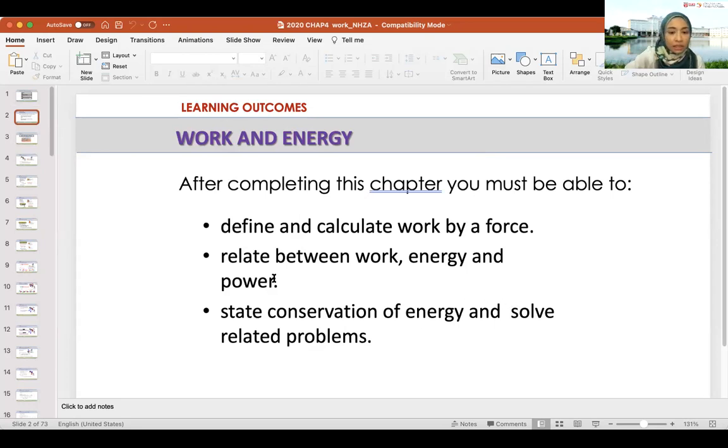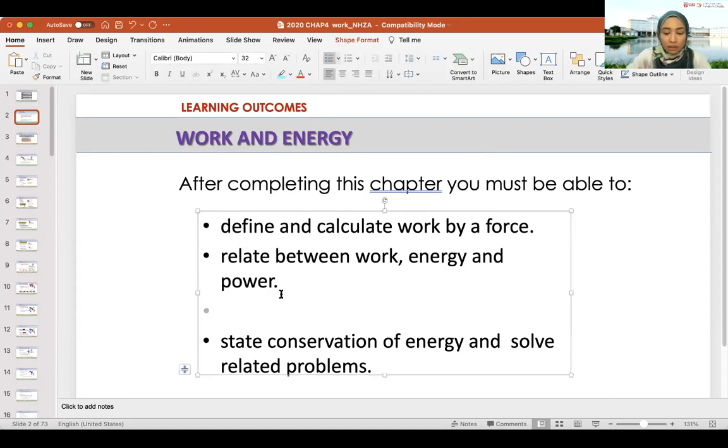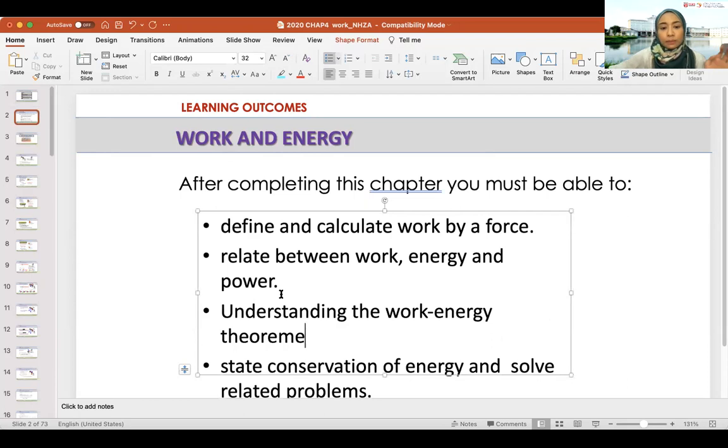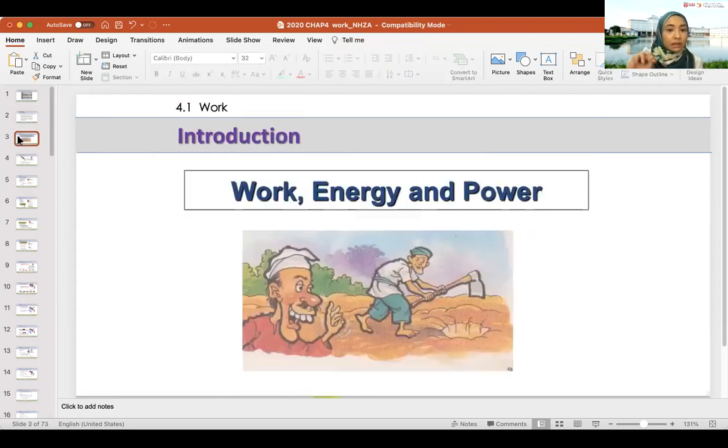There's another learning outcome that they always forget to put inside this slide, which is understanding the kinetic, the work energy theorem. Ini pun kena ingat, selalu keluar soalan macam ni, the work energy theorem. So, tak tahu kenapa diorang tak letak dalam learning outcome when they ask this in exam. So saya letakkan untuk korang. So understanding the work energy theorem, penting. So nanti kita akan belajar.